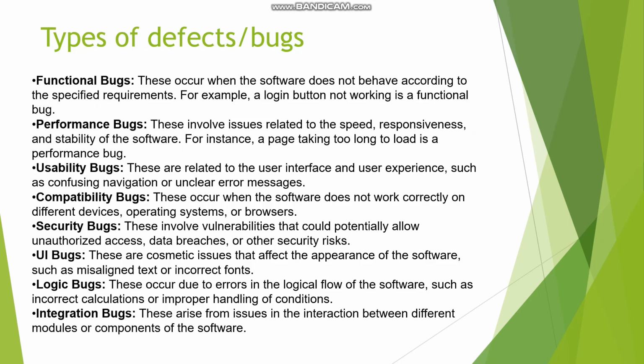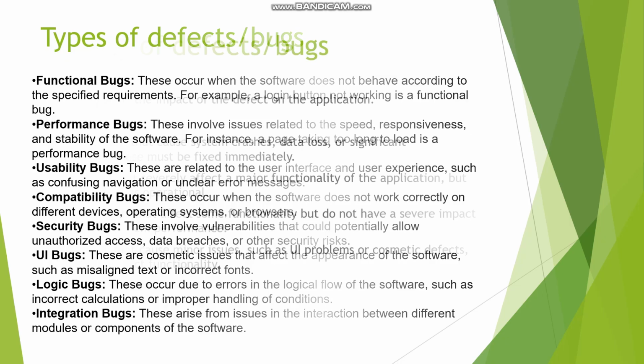UI bugs. These are cosmetic issues that affect the appearance of the software, such as misaligned text or incorrect fonts. Logic bugs. These occur due to errors in the logical flow of the software, such as incorrect calculations or improper handling of conditions. Integration bugs. These arise from issues in the interaction between different modules or components of the software. These are the types of defects.